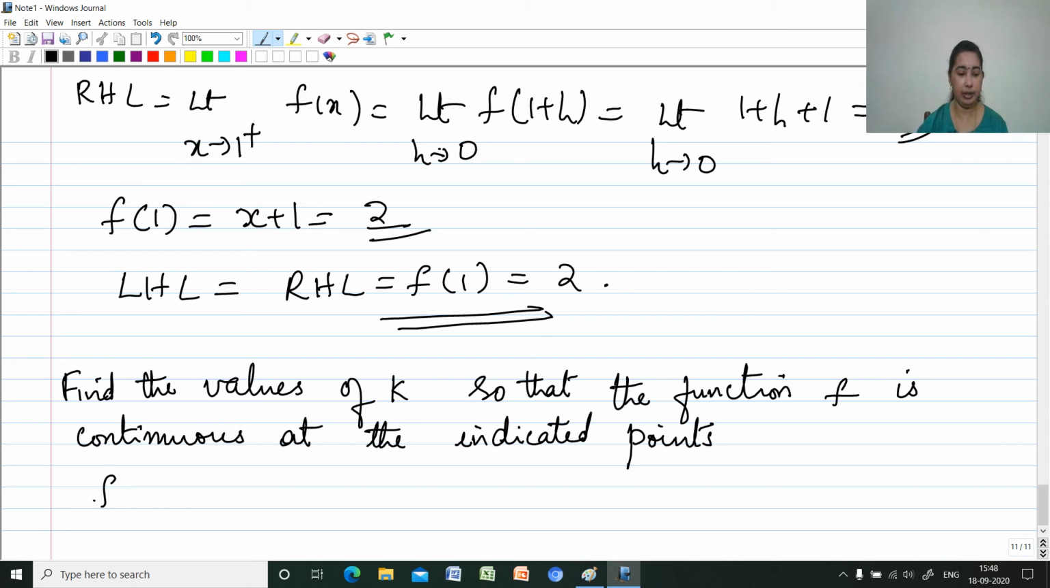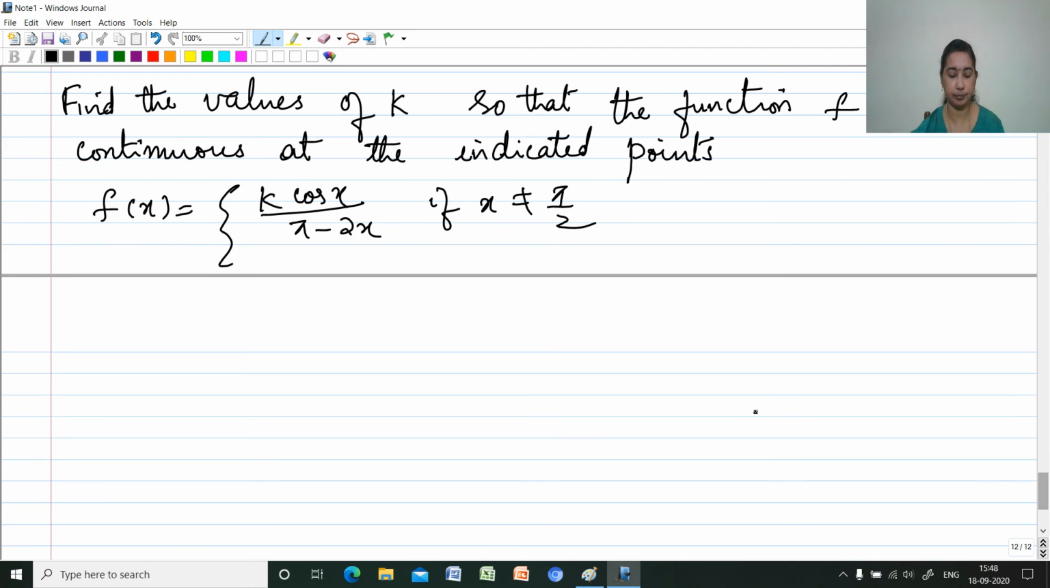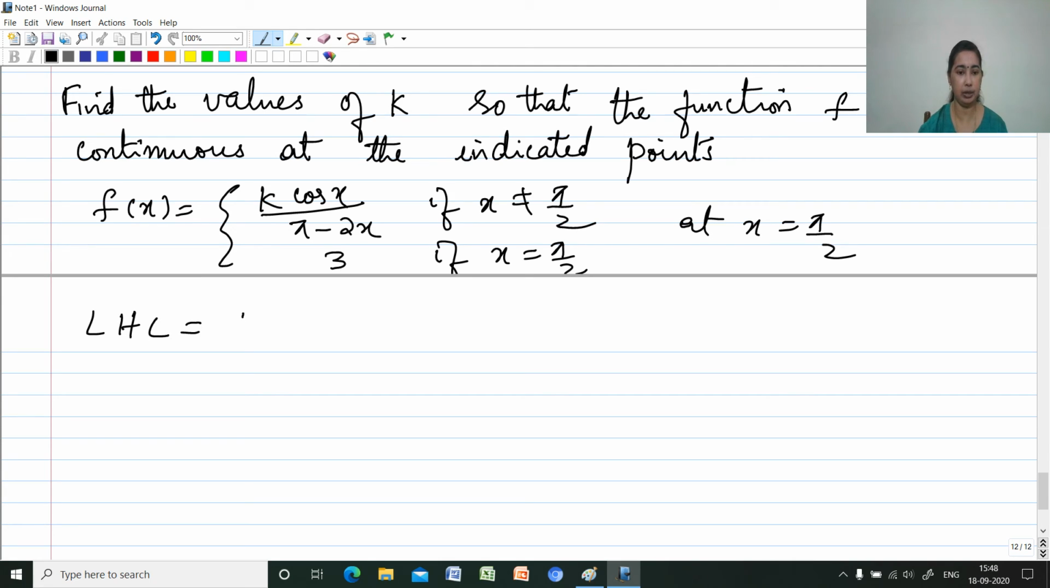So given f of x is equal to k cos x divided by pi minus 2x if x is not equal to pi by 2, and equal to 3 if x is equal to pi by 2, and we have to check it at x equal to pi by 2. Since it is given that it is continuous, we can say that LHL will be equal to RHL is equal to f of pi by 2, at the given point pi by 2.